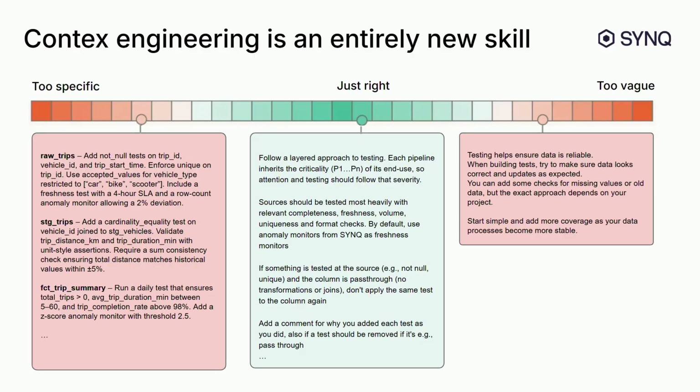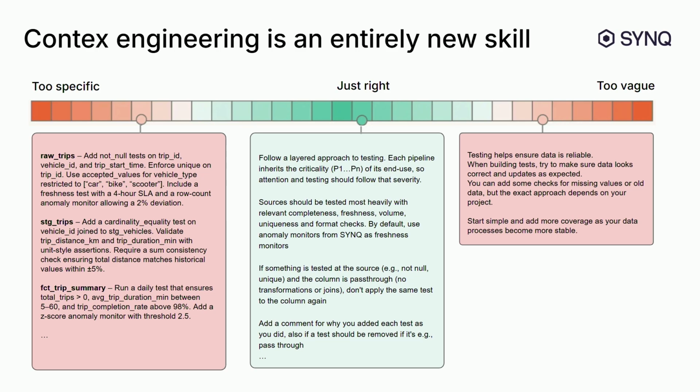As you can see, the context engineering is really, really important to get right, because that's essentially the blueprint that the LLM uses to do the testing. What we just did, I would classify as just right in terms of the specificity. So we say focus testing on sources, don't test pass-through. For data products, make sure you have an anomaly monitor tag in place.